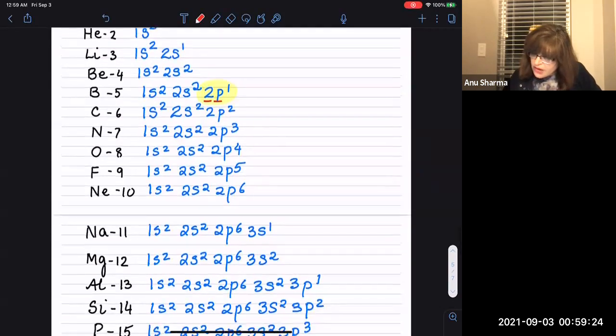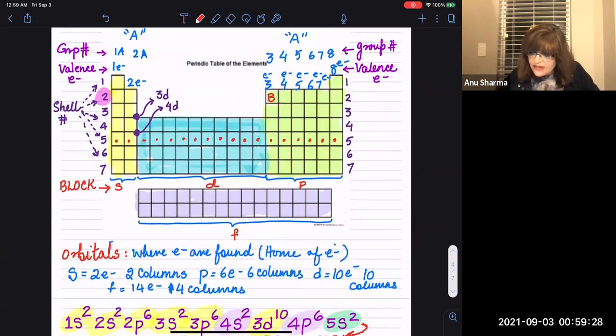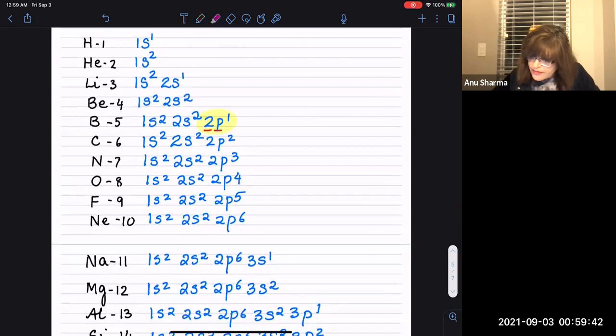Look at carbon. Carbon is found in the second row, again, second column, right? Second column, but on the P block side. So second column means P2, and this is where you see P2.